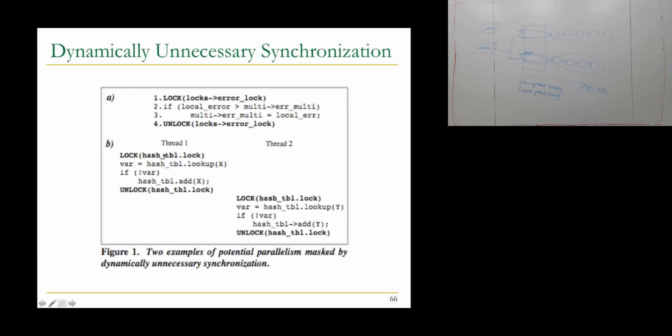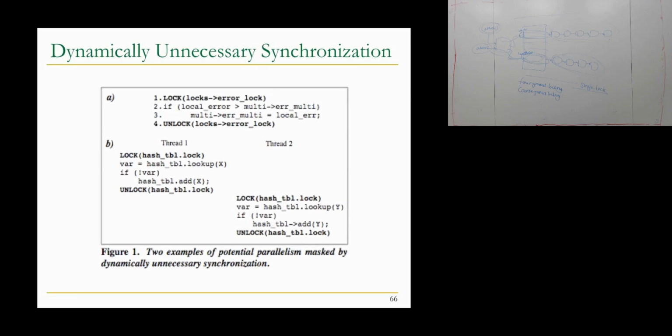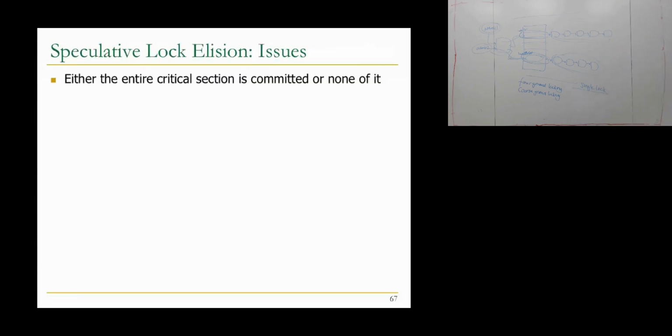Right? Here is the example I described on the board over here with the hash table. Basically, you have a single lock for the entire hash table, and you do lookups for x and y. And if these x and y happen to map to different buckets, then there's no need for these two to be protected by the critical section when they're executing concurrently.